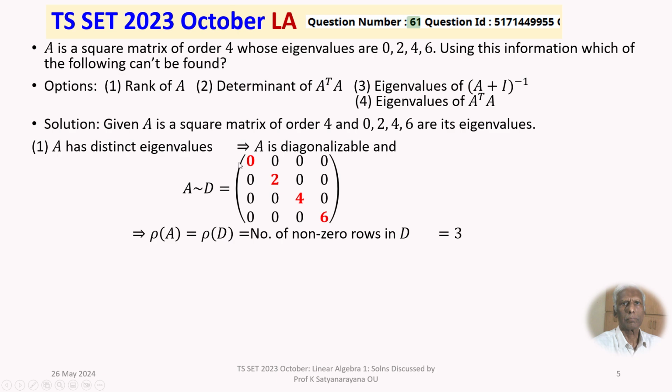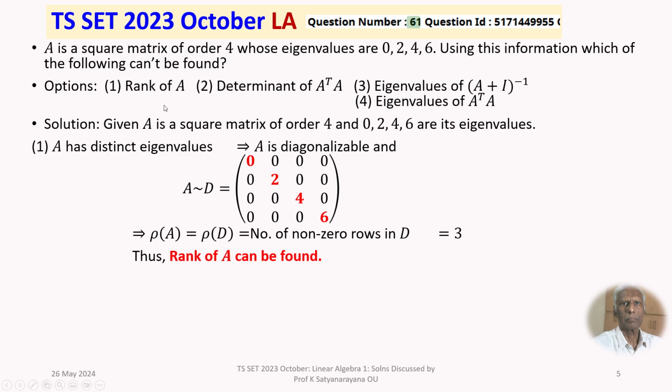And look at this D. D is in the echelon form. Therefore, the rank of D is the number of non-zero rows in D. How many non-zero rows are there? There are 3 non-zero rows. Therefore, the rank of A is 3. Thus, the rank of A can be found from the given information. That is about option 1. Right, option 1 is all right.